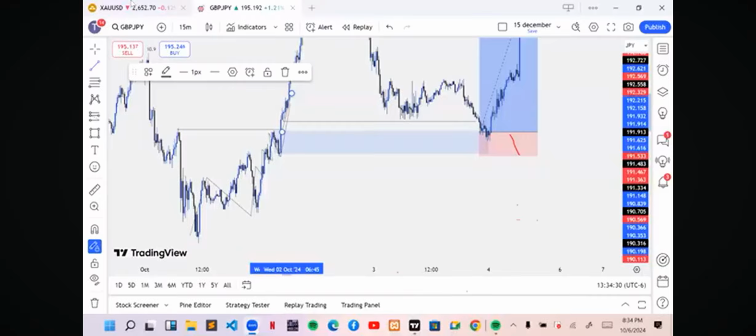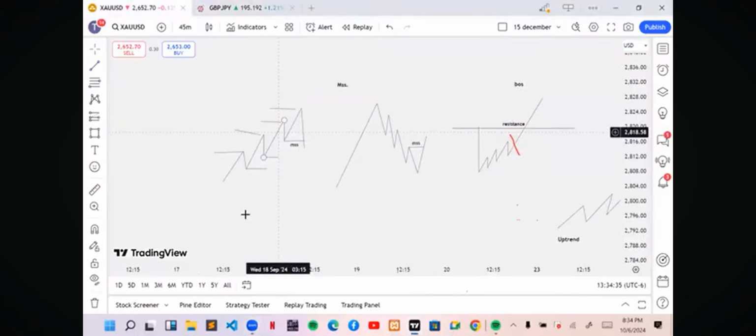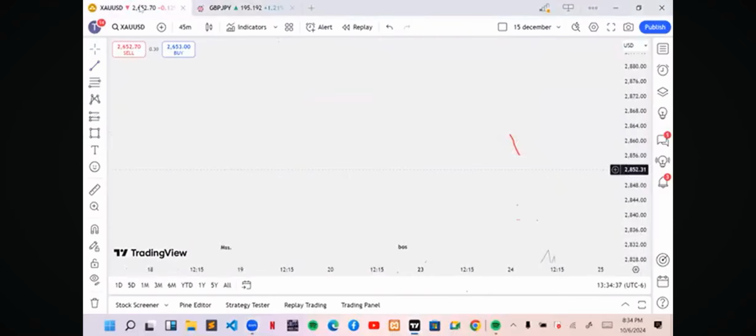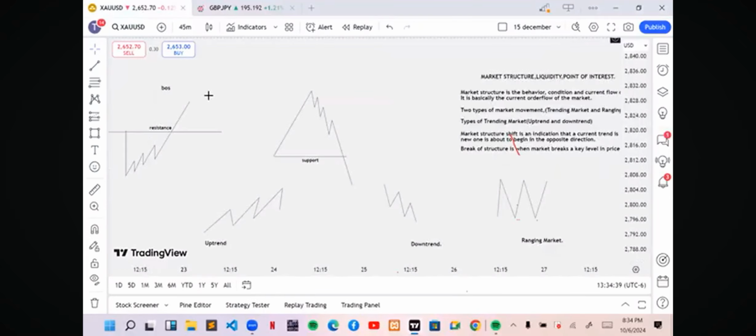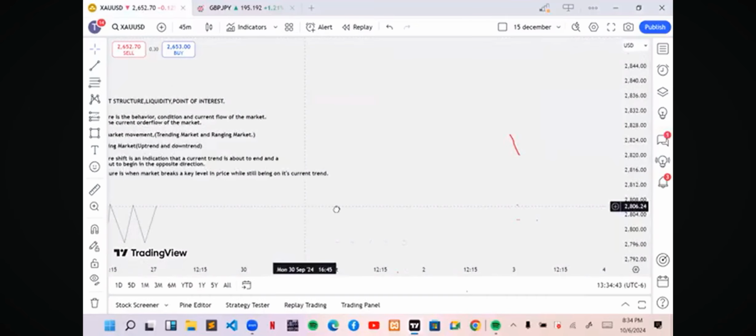So that is the structure part of the strategy. Now it's time to move on to the liquidity part of the strategy. So liquidity.